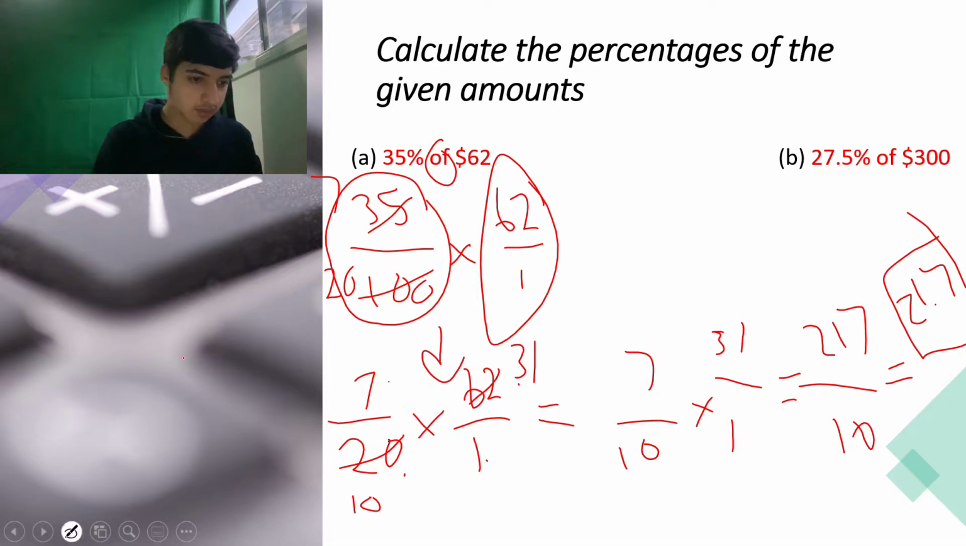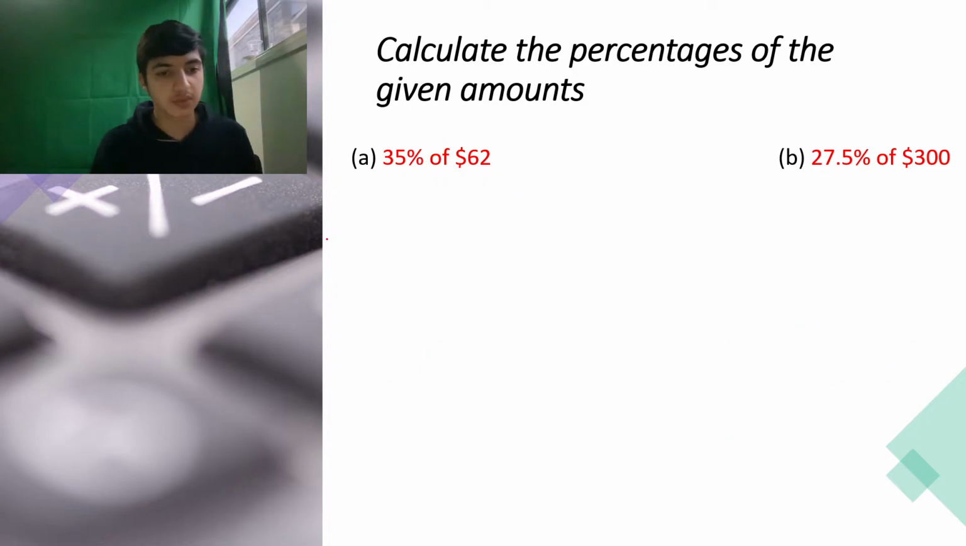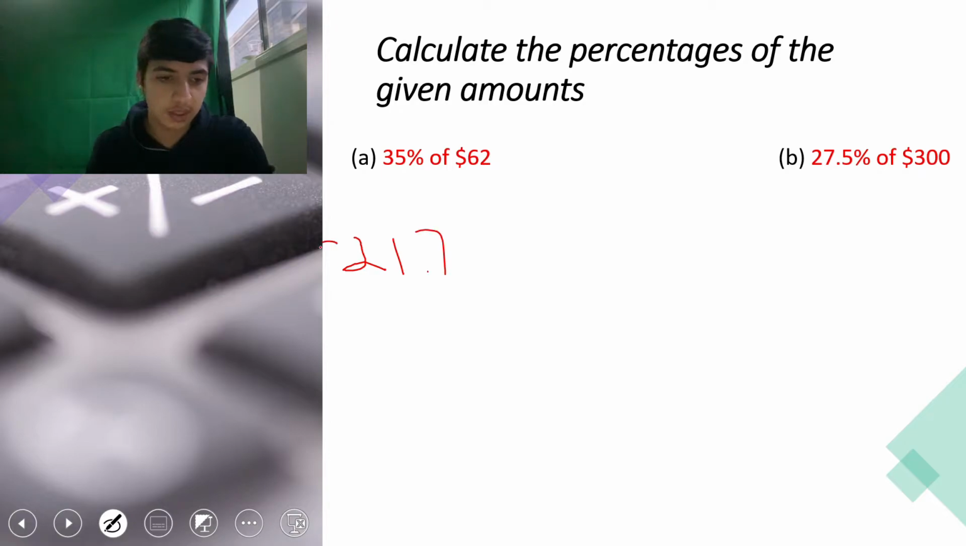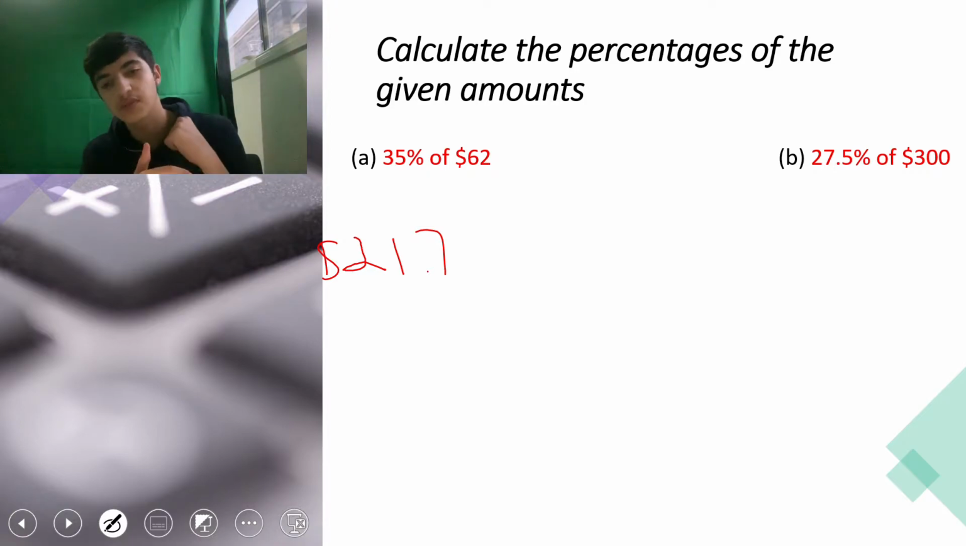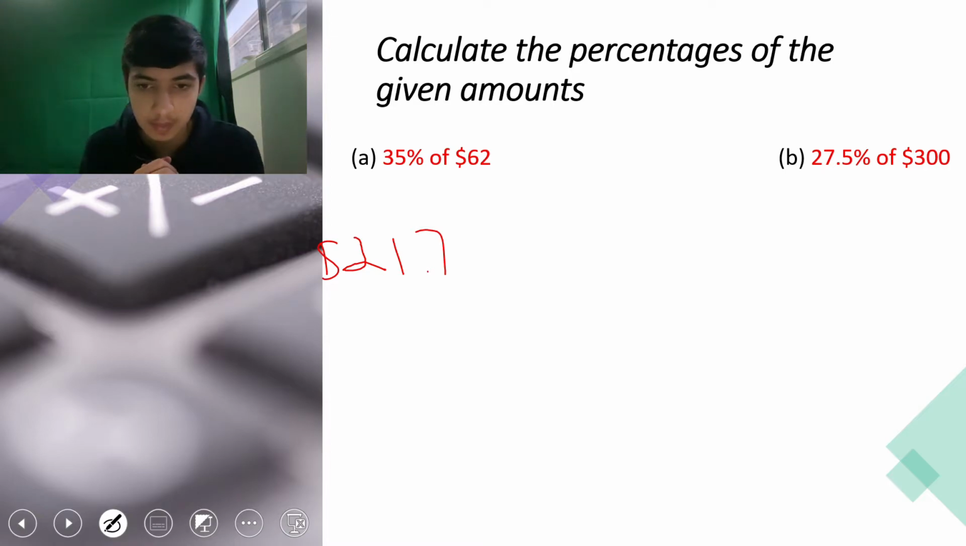So okay, now let us remove everything. So we know this is $21.7. Okay, so now for section B, what is 27.5% of $300?